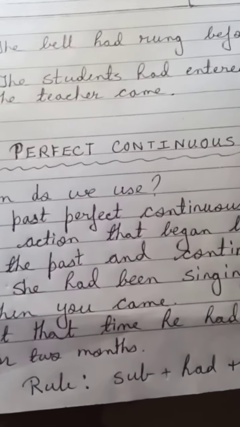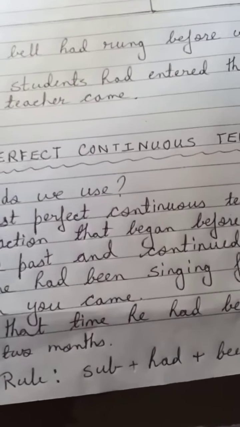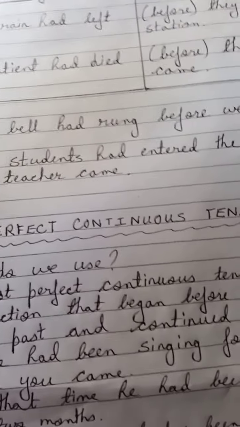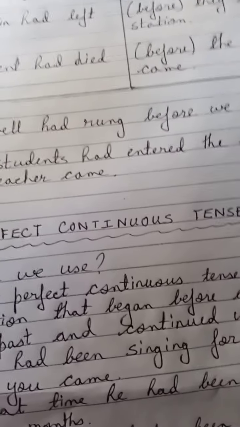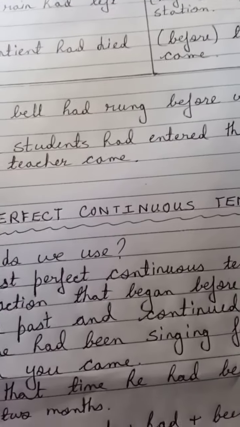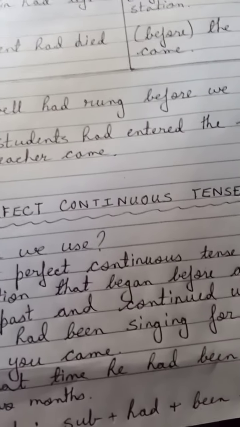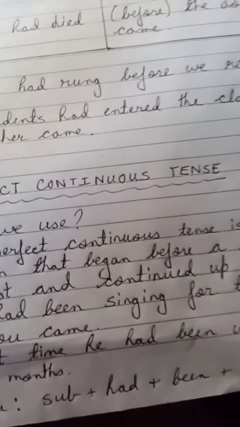And look, another sentence I have given: at that time, he had been writing a novel for 2 months. Means when you visited his house, he had been writing a novel, and that too for 2 months. Means for 2 months he had been continuously writing that in the past period. For example, you can say that my father had been working in TCS from 2010 to 2015. Means in the past, continuously for a few years or a few months he had been doing that job.